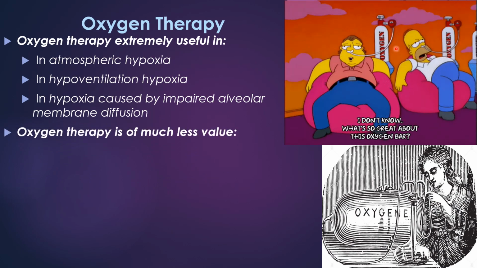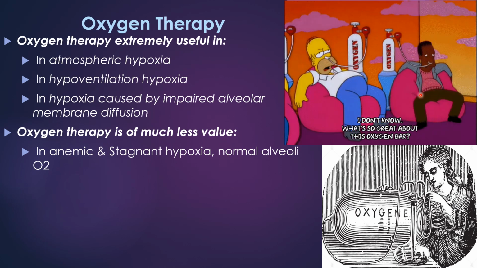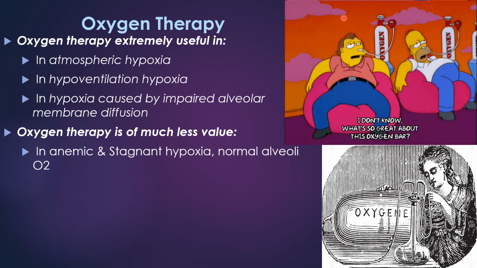Oxygen therapy is of much lesser value in anemic hypoxia and stagnant hypoxia, where there is normal alveolar oxygen. The extra oxygen that can be given can only be transported in the dissolved state when the alveolar oxygen is increased to maximum. This may be the difference between life and death. Therefore, hyperbaric oxygen therapy is much more useful in these conditions.